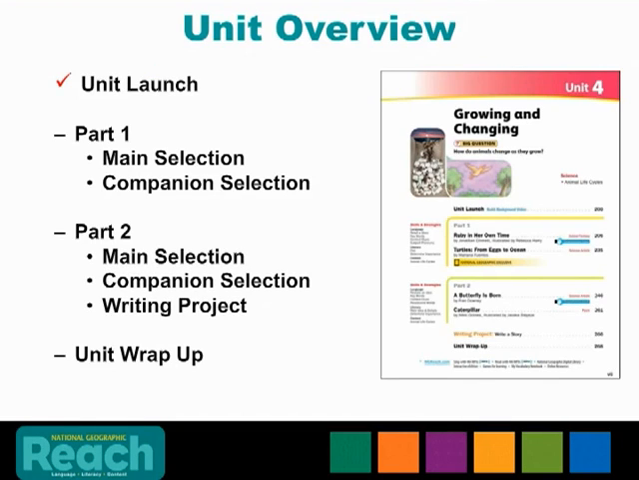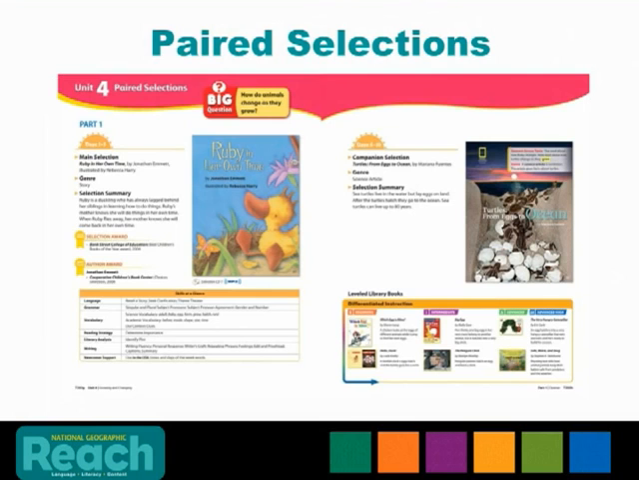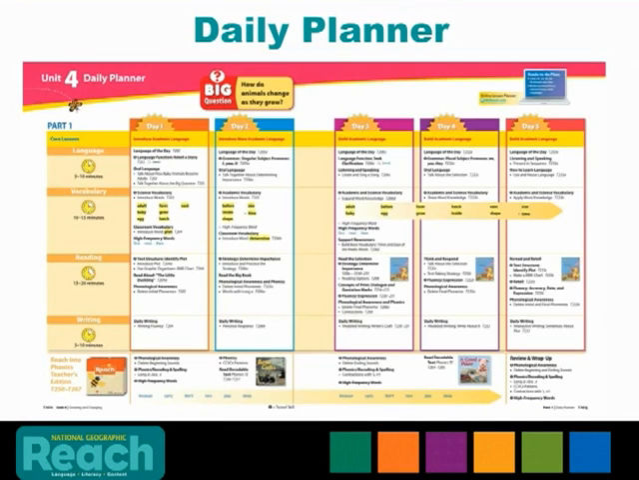Now that we've completed the unit launch, let's move on to Part 1. Remember, each part will include 2 paired reading selections, 1 fiction, 1 nonfiction. Within each part, there are 10 days of instruction. Let's take a quick look at the Teacher Edition planner pages to see how this instruction is laid out.